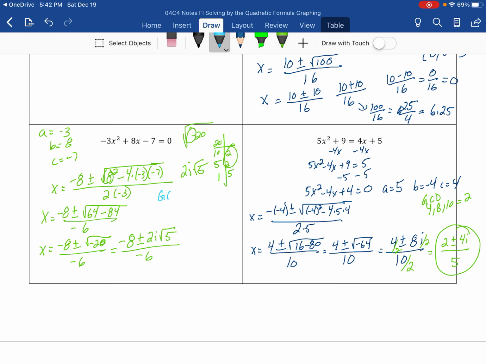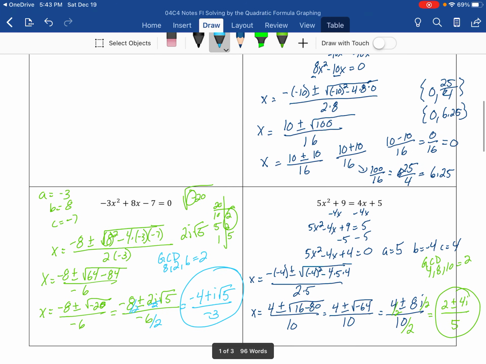And I do the same thing that I did with the previous problem. I find my greatest common factor of 8, 2, and 6, which is 2. And I divide each part, the outside parts, do not divide the radicals, just the outside parts by 2. So that's going to be -4 plus i radical 5 over -3.